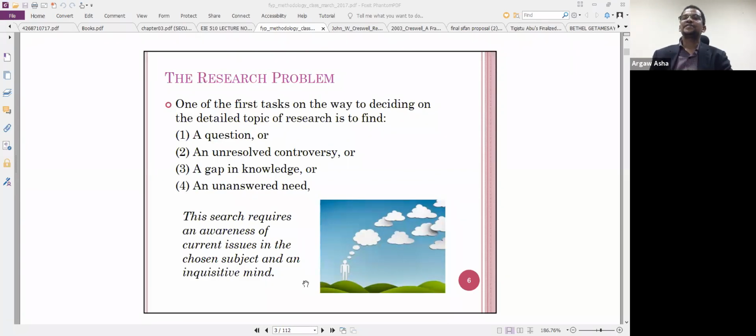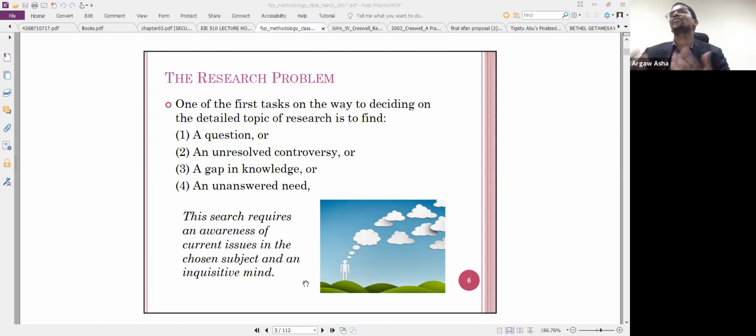So as we said, we have 4 questions. What are you going to do? Why are you going to do it? How are you going to do it? And then when are you going to do it? So in this case, where can we get the research problems? The research problem is the first point to identify. The first task is research problems.